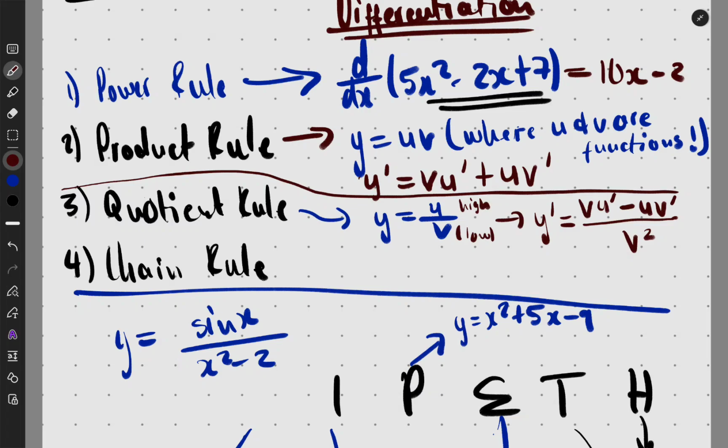So what is the quotient rule? Low d high minus high d low over square the bottom. This is going to be the quotient rule, and you can find it. If you mix it up, you're gone. You can't say high d low minus low d high. No. Remember, it's low d high minus high d low over square the bottom. That is how you do it. You should be able to make this and you'll be done.